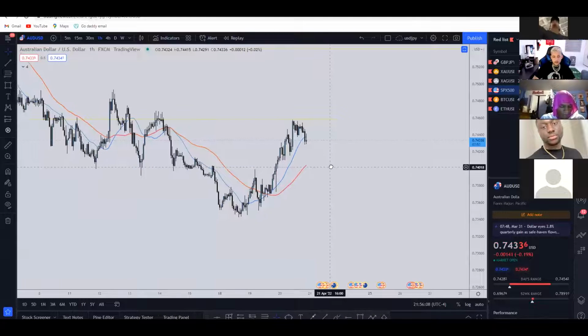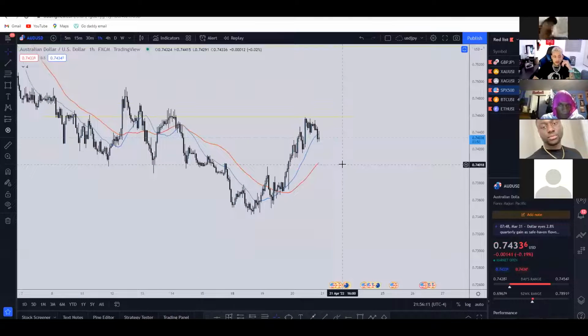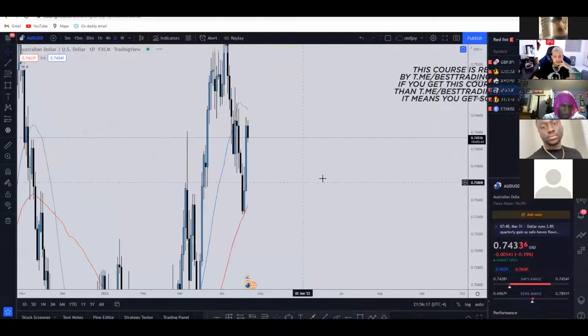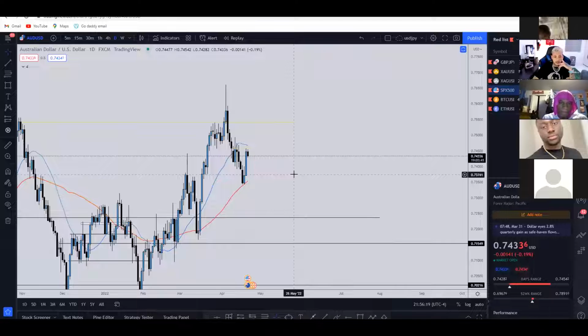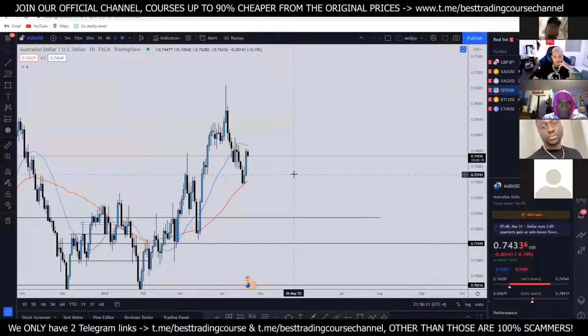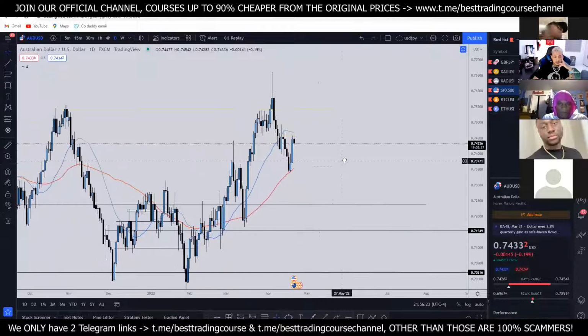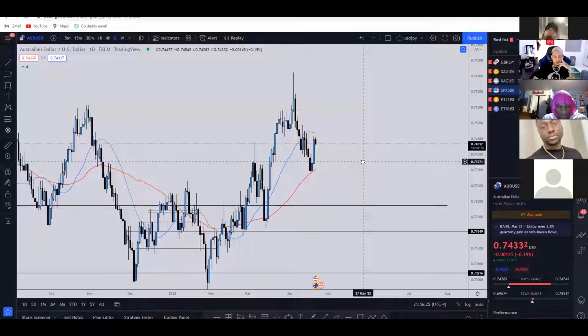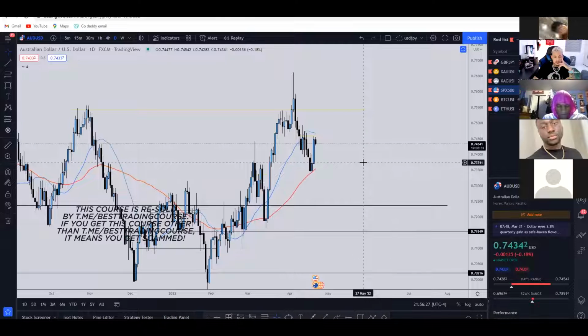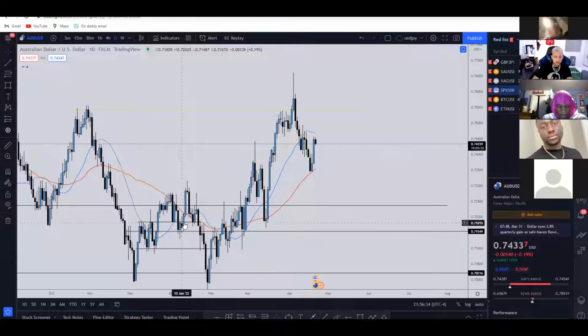Why are you looking to buy here? Because if you see on the daily, price broke structure and made that huge bullish candle. Then on the 4 hourly, I'm seeing price is respecting that level, 0.74, and if it retests, it's going to make kind of an inverse head and shoulders.